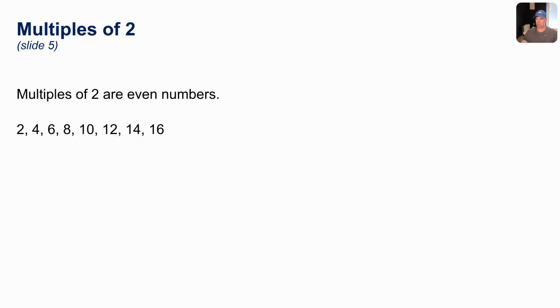Now, some ways to actually identify multiples of 2. Multiples of 2 are even numbers. For example, 2, 4, 6, 8, 10, 12, 14, and 16. So a number is a multiple of 2 if the last digit is even. In other words, the last digit can be 0, 2, 4, 6, or 8. If a number has a last digit of these, then it is even.